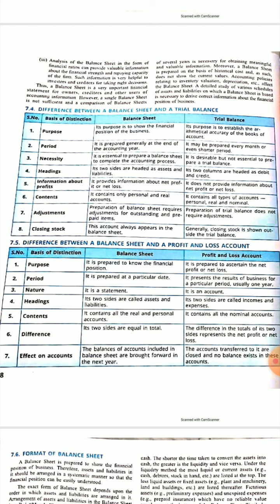Balance sheet is prepared to see the financial position of a company, and trial balance sometimes may be prepared or may not be prepared. So balance sheet is necessary and trial balance is not so much necessary. It is up to the firm. Again, headings in balance sheet are assets and liabilities, and in trial balance the 2 columns represent debit and credit. So all these you go through.